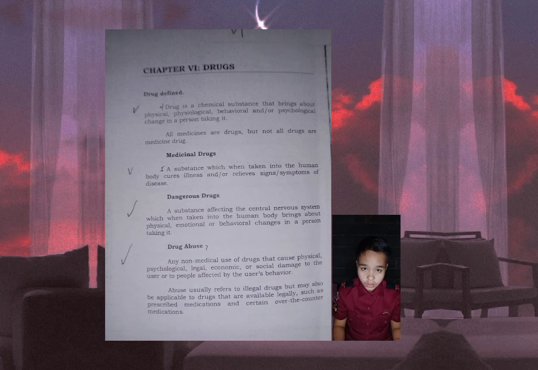Chapter 6, Drugs. Drugs is a chemical substance that brings about physical, physiological, behavioral, and psychological change in a person taking it. Medical drugs is a substance which, when taken into the human body, cures illness and/or relieves signs and symptoms of disease. Next is dangerous drugs. Dangerous drugs is a substance affecting the central nervous system, which when taken into the human body brings about physical, emotional, or behavioral change in a person taking it.